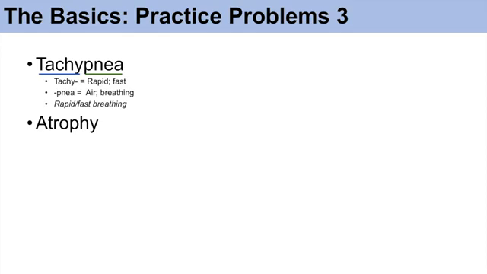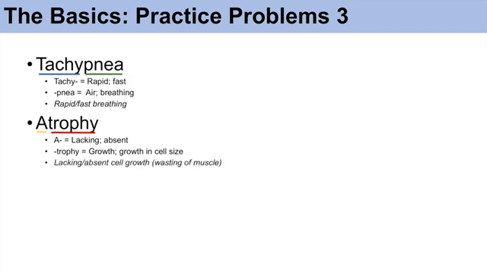The next word is atrophy. What do you think atrophy means? Again, break it down. This is a little odd, because the first letter actually means something. A means lacking or absent. We've learned that before. And trophy means growth, and usually denotes growth in cell size. So when we put this together, atrophy means lacking or absent cell growth, and it usually refers to wasting of muscle, but it really means there's no growth in the size of a cell. So you get small or shrinking or wasting of a muscle usually.